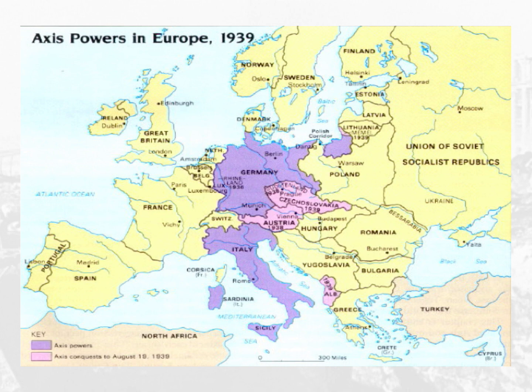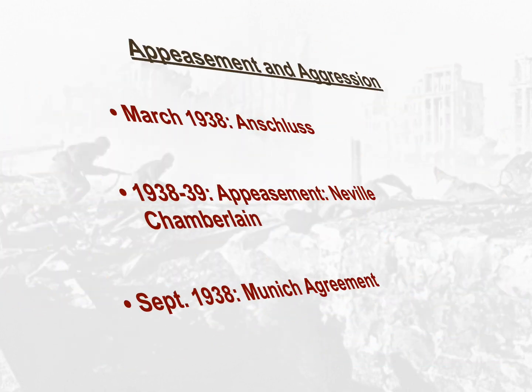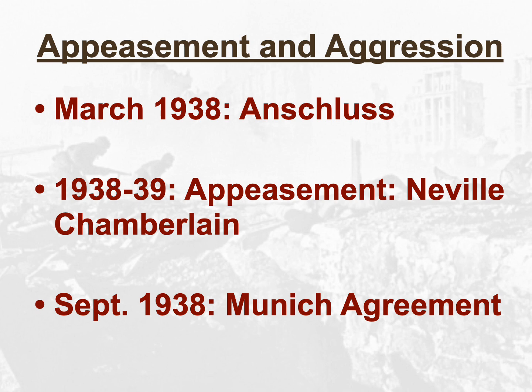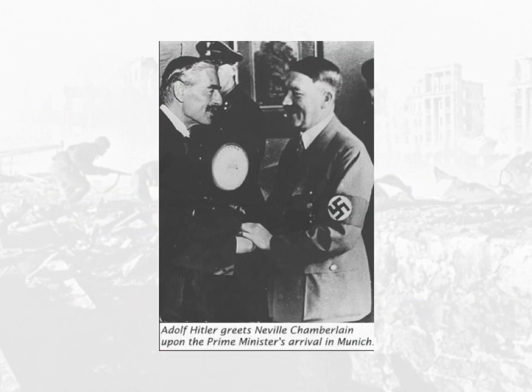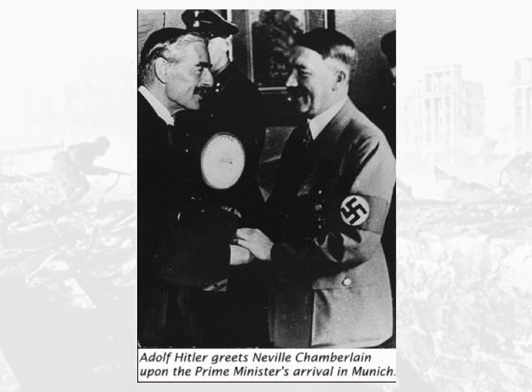In 1938 to 1939, the period known as appeasement will attempt to mollify Hitler, to encourage him to stop. The Prime Minister of Great Britain, Neville Chamberlain, will go to Hitler and negotiate what's known as the Munich Accords, or the Munich Agreement. And in 1938, Hitler agrees that he will stop at Czechoslovakia, that he promises not to take any more territory.